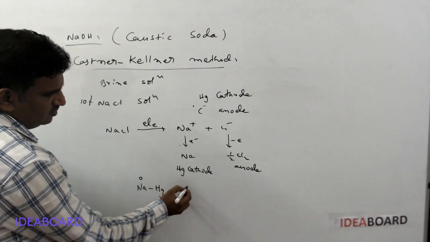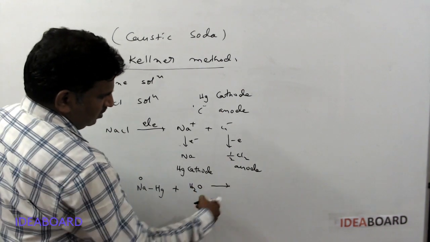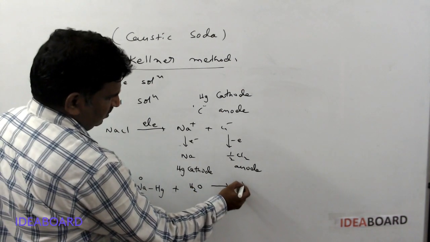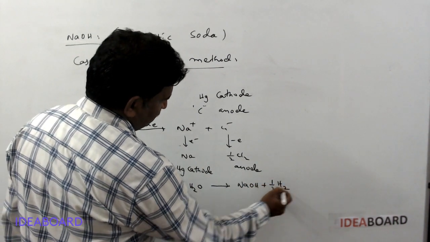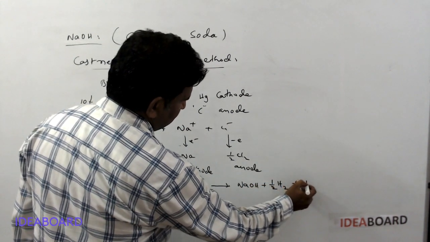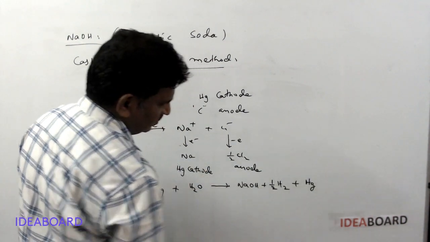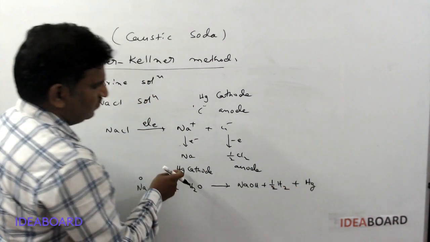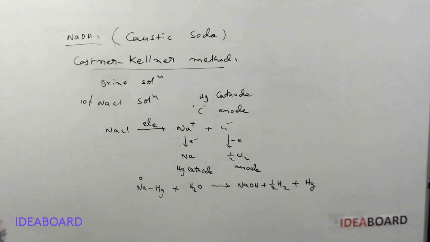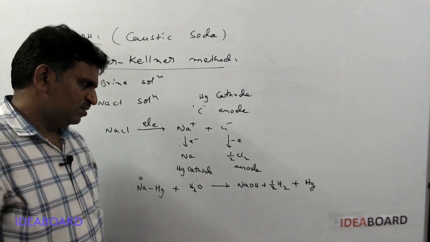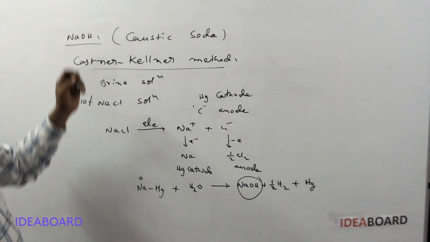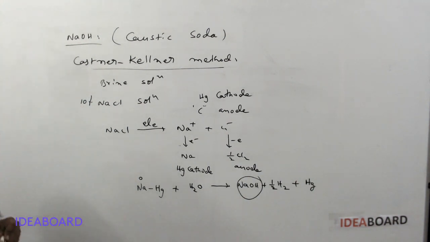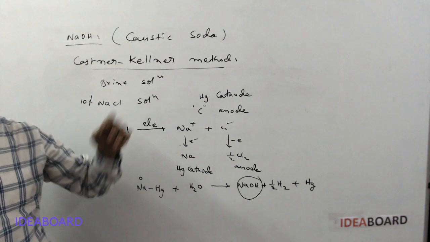Here this is treated with water. Now it forms NaOH plus half H2, and mercury is released. Again that mercury will be involved in the sodium amalgam formation. This is the preparation of sodium hydroxide. This sodium hydroxide is also called caustic soda.